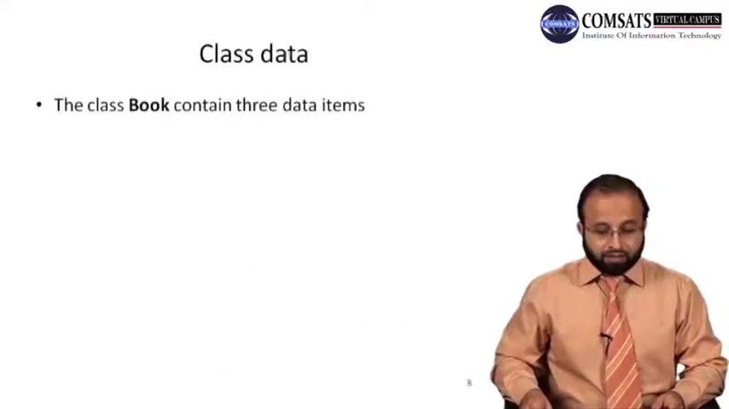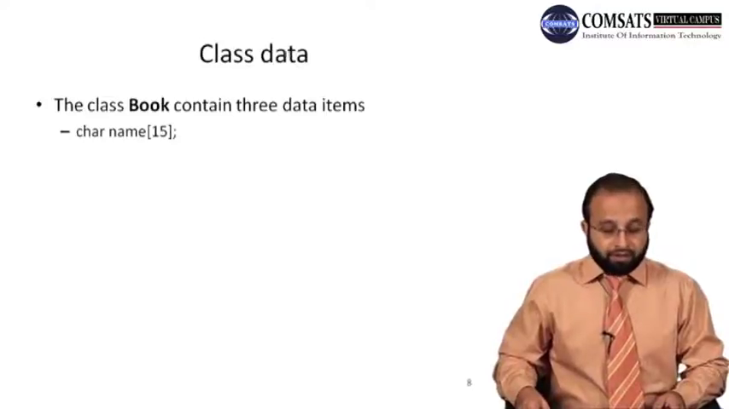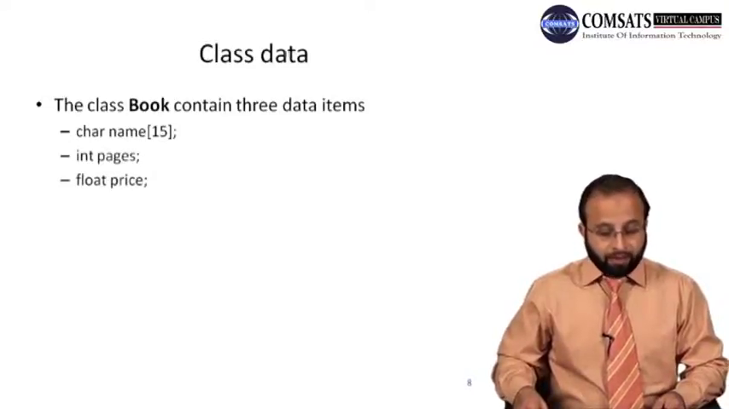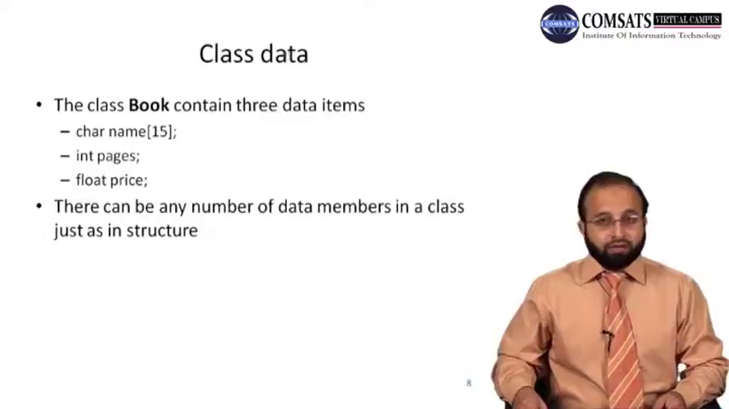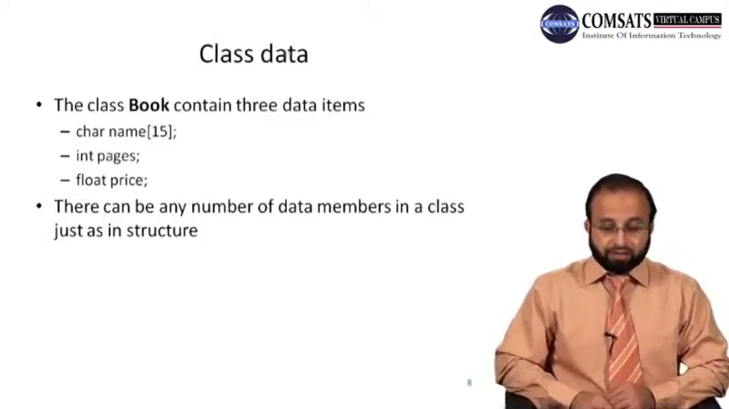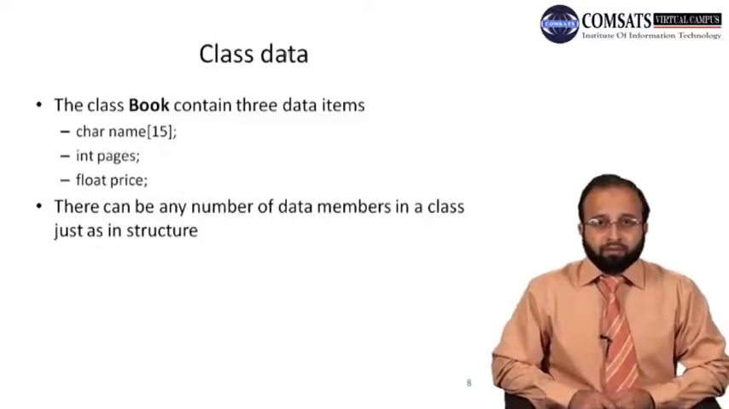Class book contains 3 data elements: the name, that is character name 15. So the size of the name is 15. We can have a string object over here as well. Integer pages and float price. There can be any number of data members in a class, just as in a structure. So in a structure definition you can write as many data members as you want. Here is the same case, but if you follow pure object oriented programming, you have to keep the data members private.